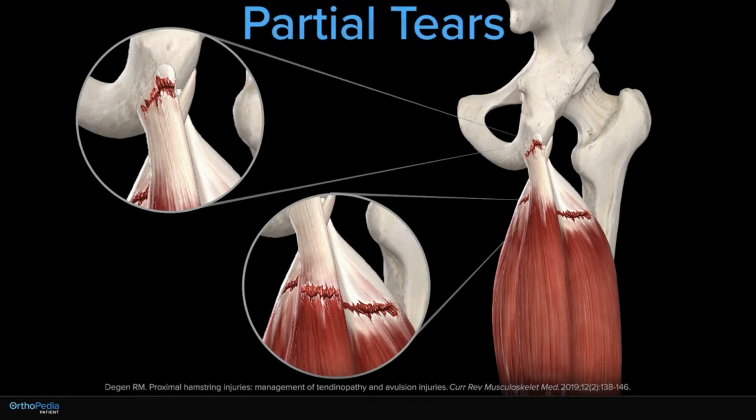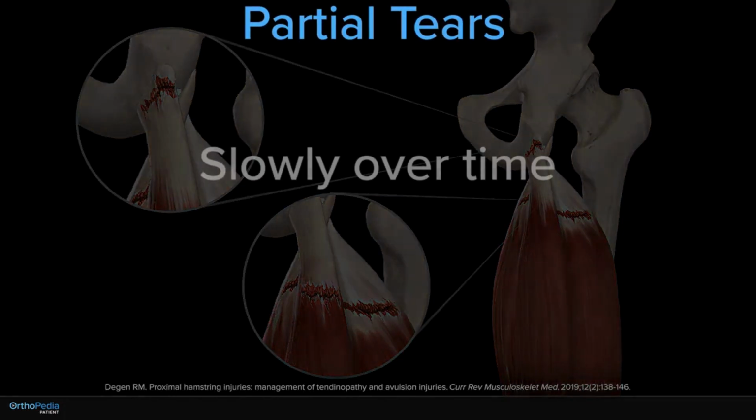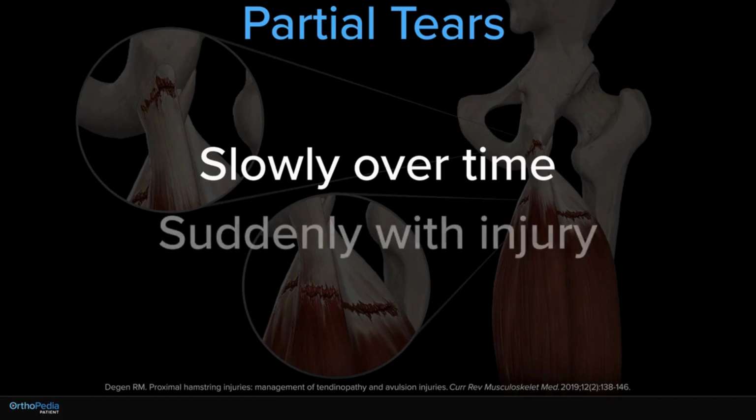Partial tendon tears occur when part of a hamstring tendon pulls away from the bone. These types of tears can occur slowly over time from ongoing tendinopathy, often called tendinitis, that causes irritation and weakening of the hamstring tendons over time. In other cases, partial tears can occur suddenly with injury when the hamstrings are rapidly stretched, causing forceful tension on the tendons from the muscles being pulled.